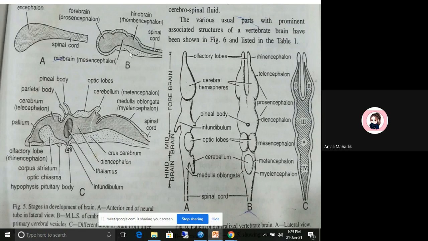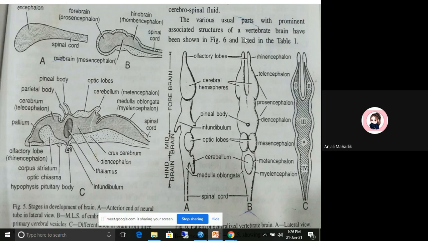So these are the differentiations of the brain, and these are the cavities of the brain. In the brain, there are cavities present. In the upper part, the first and second are called the lateral ventricles. Then the third is called diocoel. The fourth is metacoel. These ventricles are connected to one another. In these ventricles, there is cerebrospinal fluid, which protects the brain from mechanical shocks.